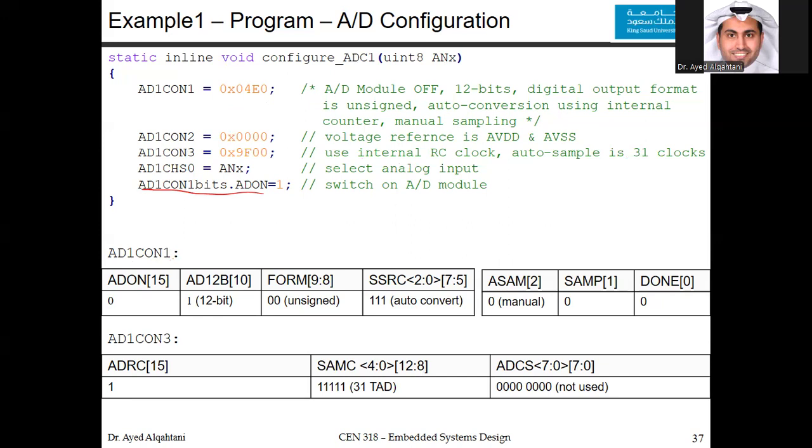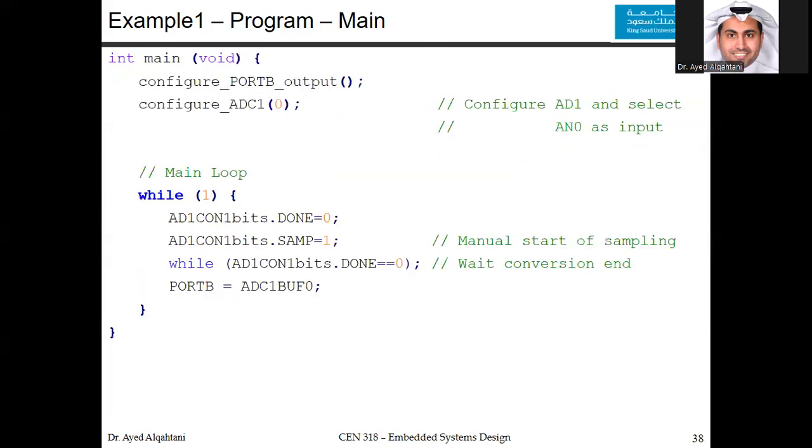How to work with it, what to do in the main method. In the main method, you should configure port B, since you are using from 0 all the way to 11, that's 12 bits. You make them outputs to output the digital code. And then you call configure ADC1, the one that we just specified, and you make the value here 0, indicating that you are using AN0 as input.